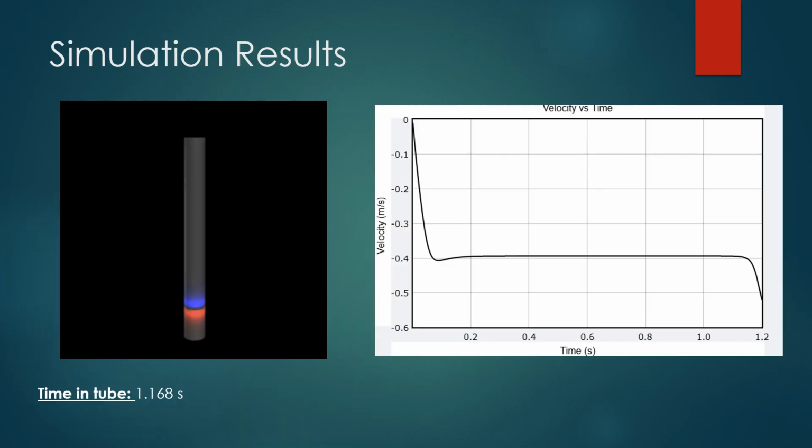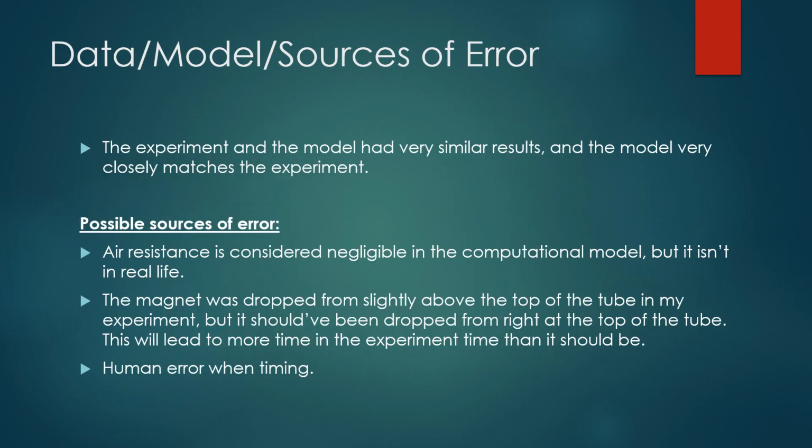The simulation results are shown here, and this is the graph of the velocity versus time of the magnet. The red ring represents the north pole of the magnet and the blue ring represents the south, and that's the time the computational model calculated of the magnet in the tube. The experiment and the model had very similar results, and the model very closely matched the experiment.